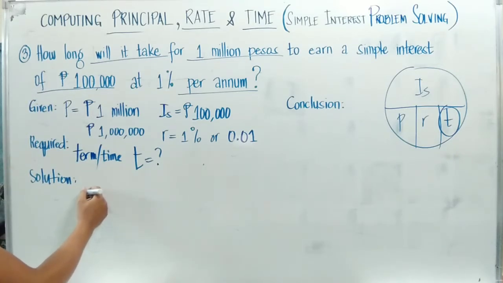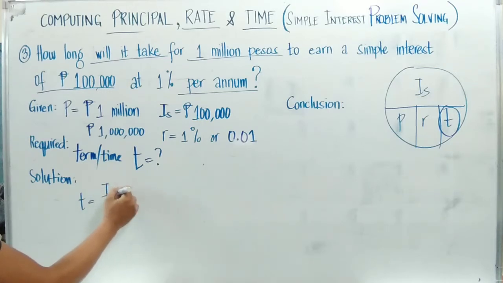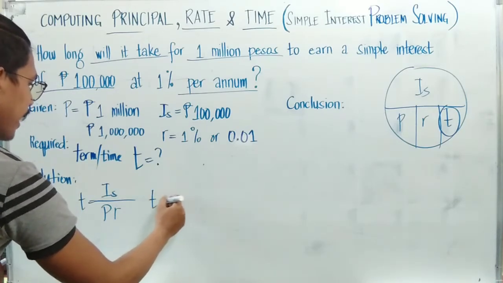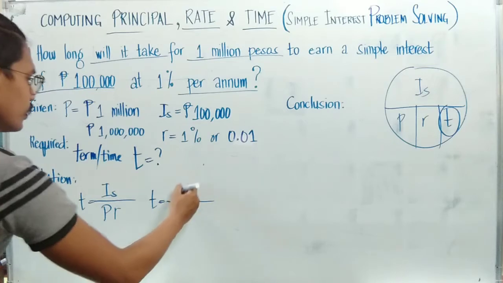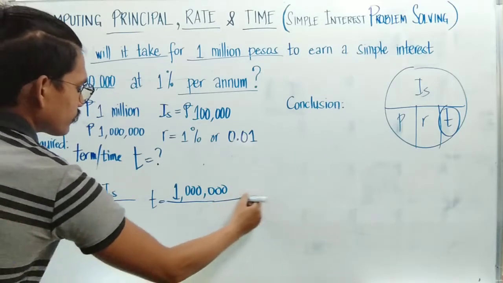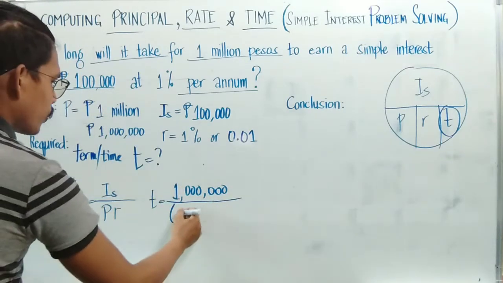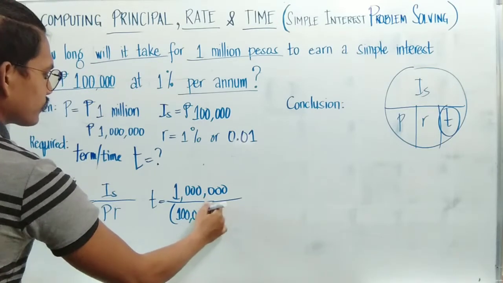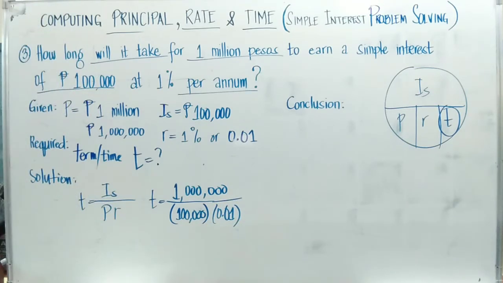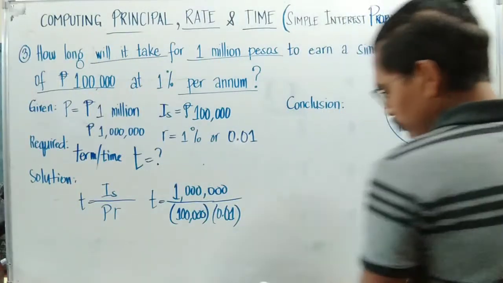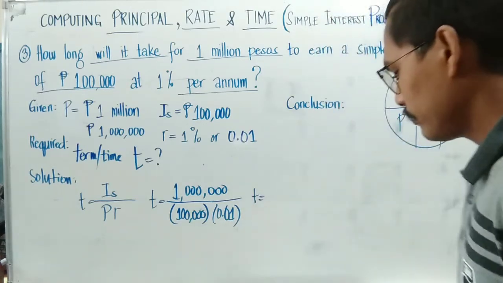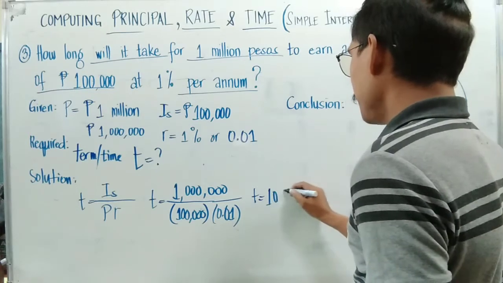Let's go to your solution. T equals I sub S over P times R. Then by substitution, the interest is 100,000, divided by P, which is 1 million, times the rate, which is 0.01. Computing, you can use your calculator, of course. T is equal to 10 years.